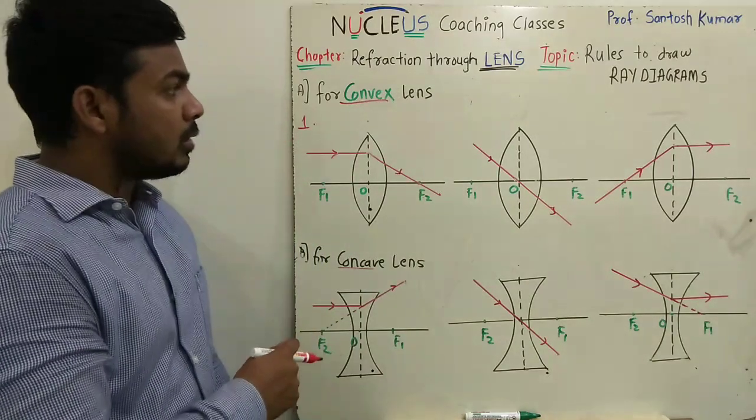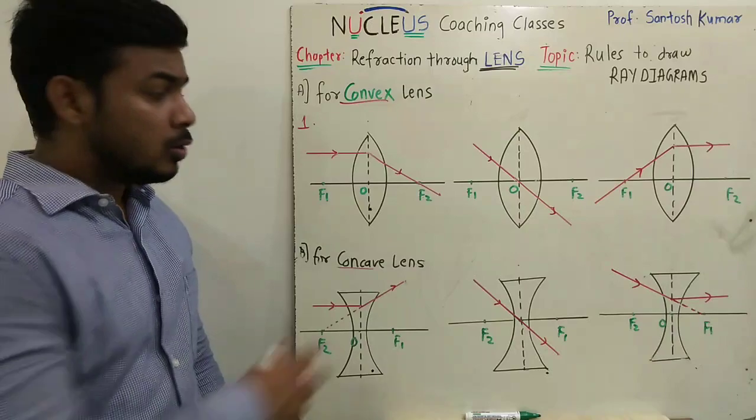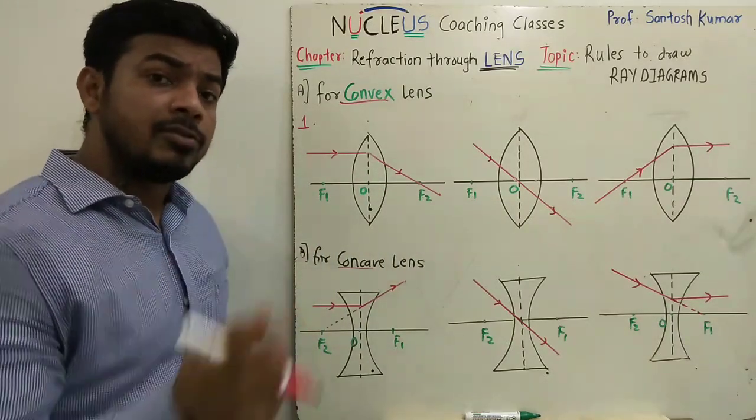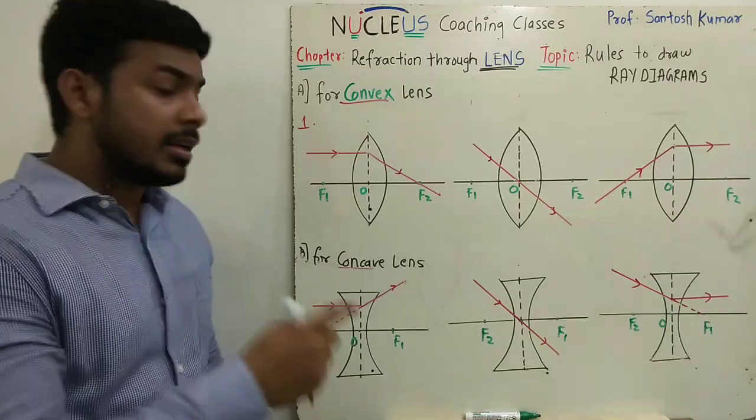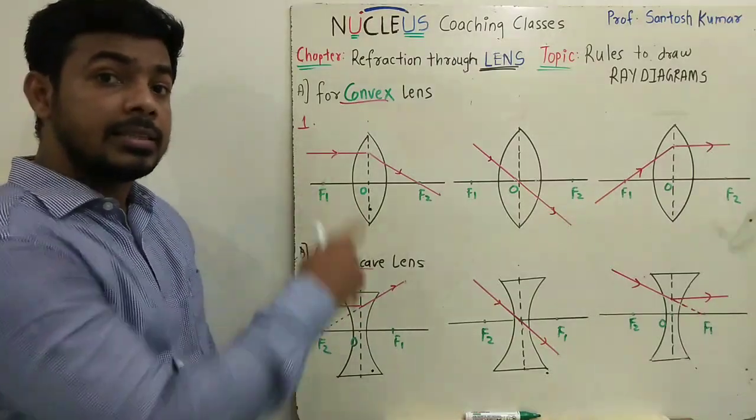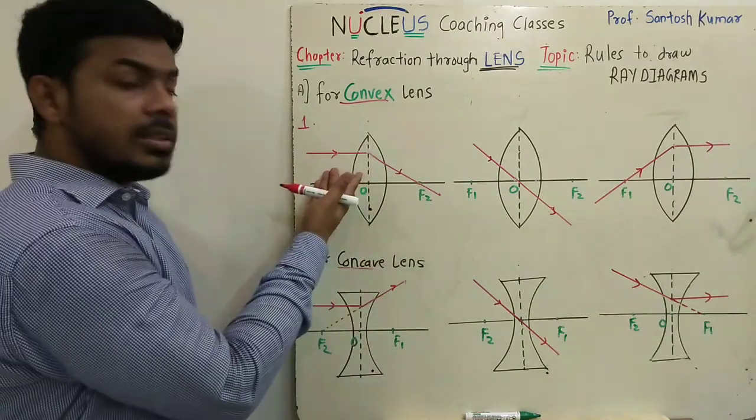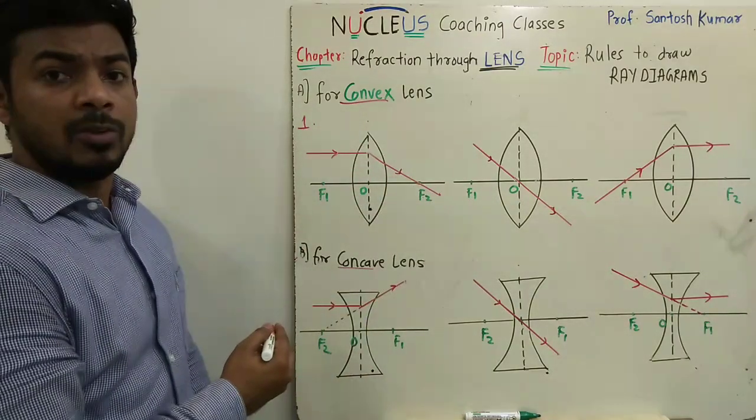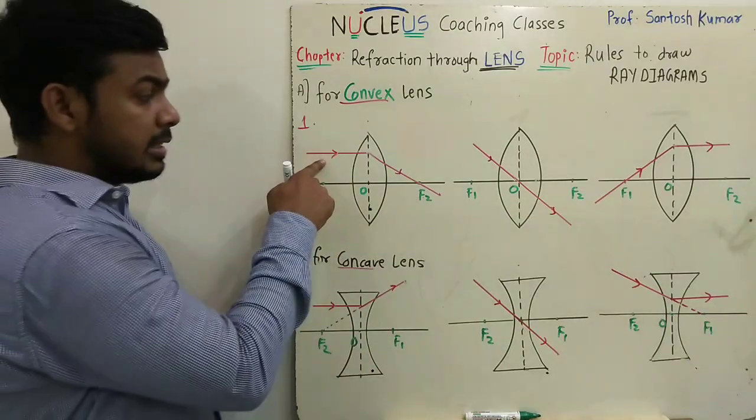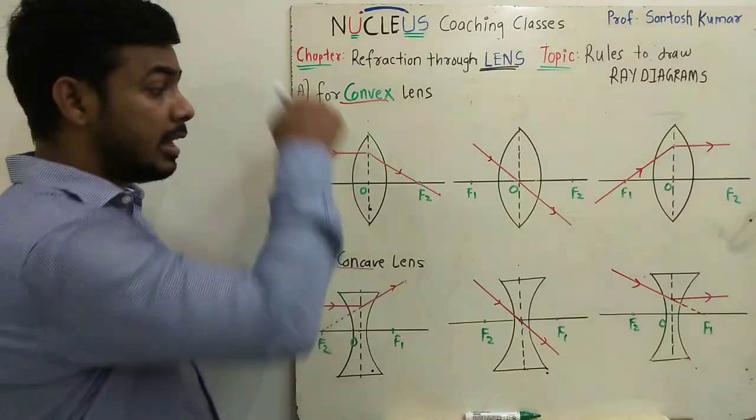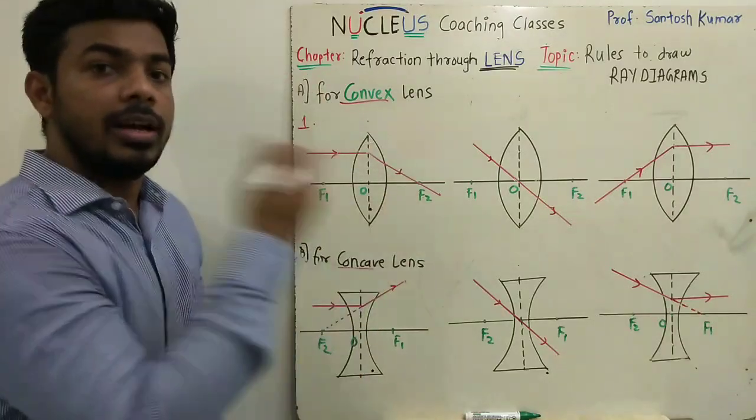So if I talk about the first rule for convex lens, what is the definition of f2? For a convex lens, f2 is that point such that a ray traveling parallel to the principal axis, after refraction through the lens, will pass through f2. So this is nothing but the definition of the second principal focus, f2. So this ray traveling parallel to the principal axis of a convex lens after refraction will pass through f2.